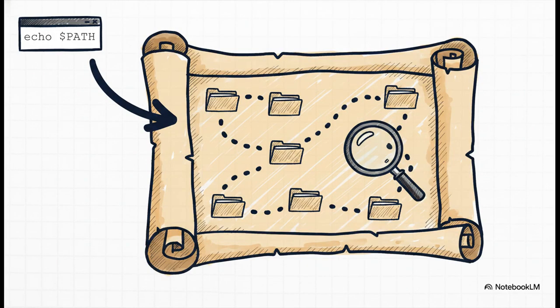You should actually try this right now if you have a terminal open. Just type echo $PATH. What you'll see is this long string of directories, all separated by colons. Now that's not just some random list of text. It's basically a treasure map that your shell follows to find every single command you try to run.